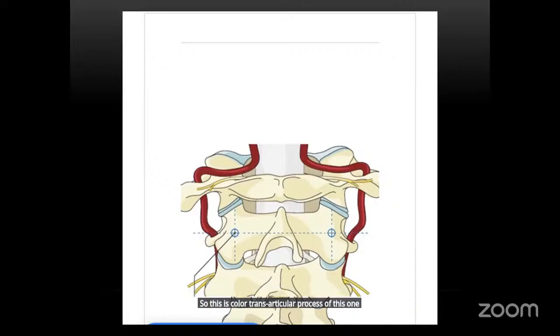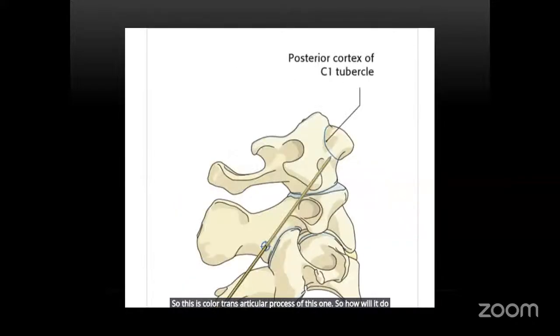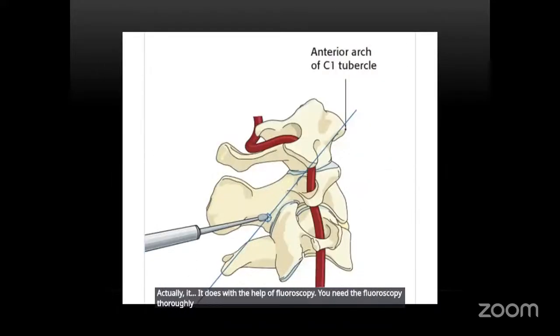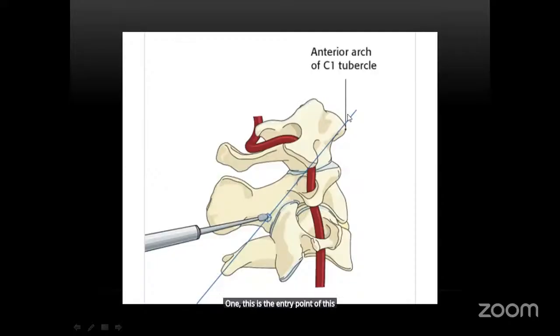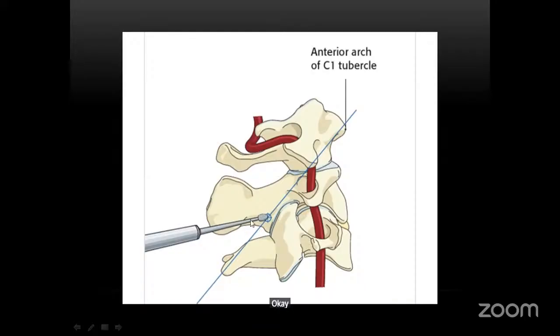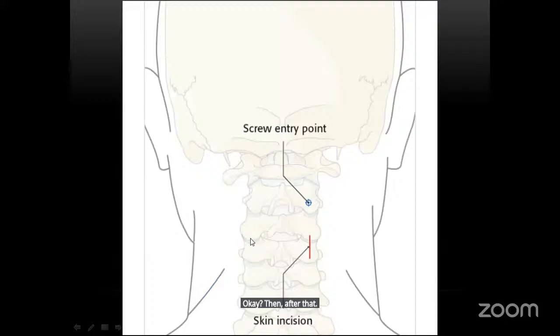So how is it done? Actually, it is done with the help of fluoroscopy. You need fluoroscopy thoroughly. This is the entry point, but first you have to draw a line on the X-ray and on the CT scan to plan what our trajectory will be. A line will be drawn and that line will be targeted over there. Then after that, how this line will be drawn, the incision is below this one.